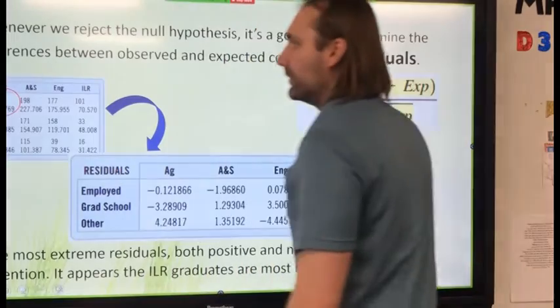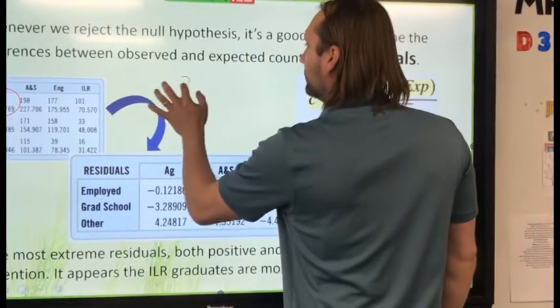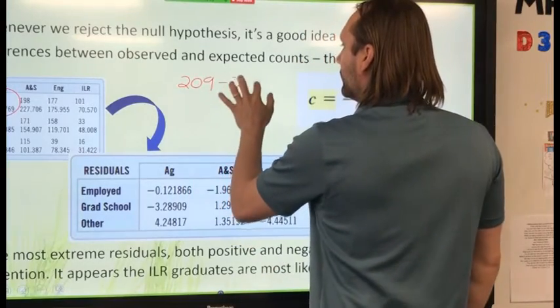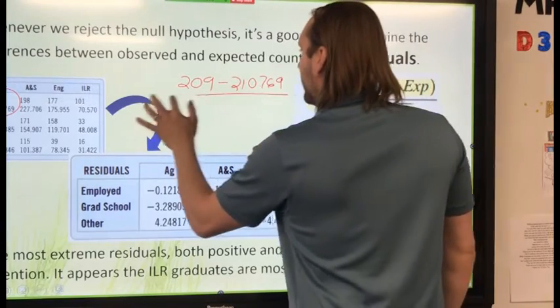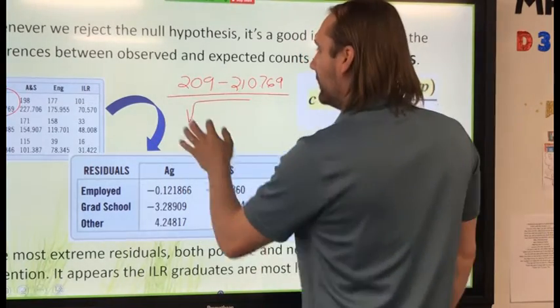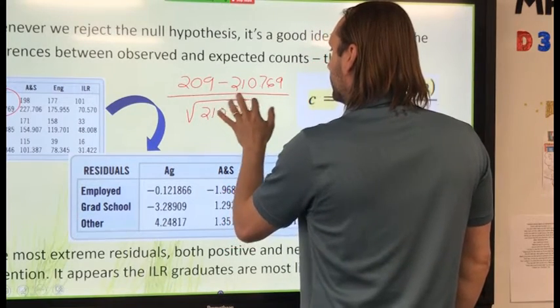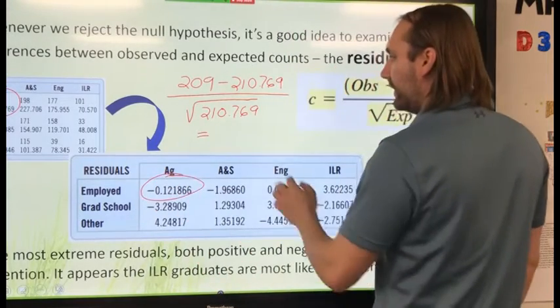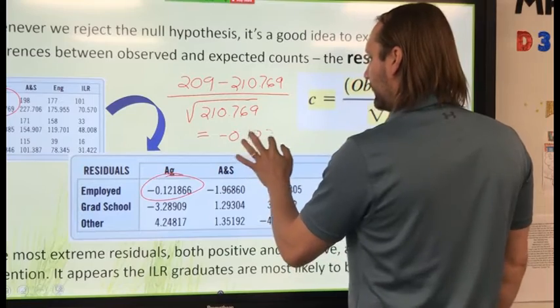So I'm going to take, let's say, for example, my agricultural students who got employed. My observed is 209. I'm subtracting that from the expected, 2110.769, and then divide that by the square root of the expected. And I'll get this value right here, negative 0.12, let's just round to 2.